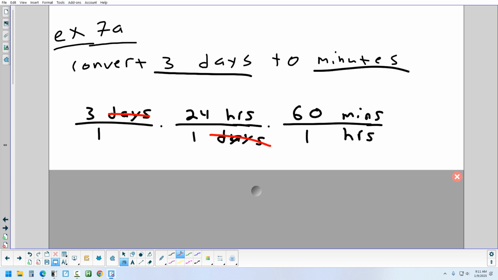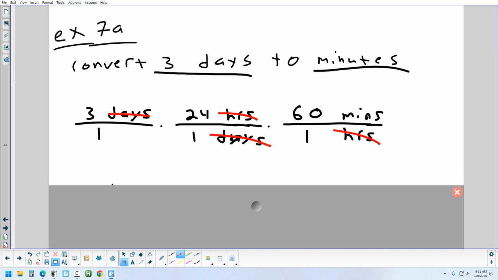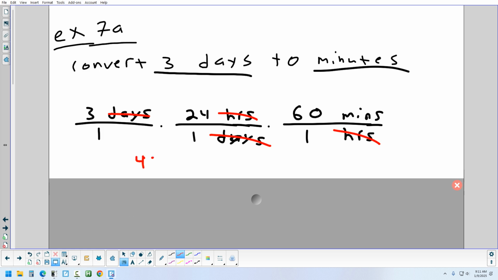Okay. Now we have hours in the top, hours in the bottom. Look at the unit we're left with, minutes. That's what they want. So now the last step is to just multiply all of that together. So 3 times 24 times 60. So it's 4,320 minutes in 3 days.